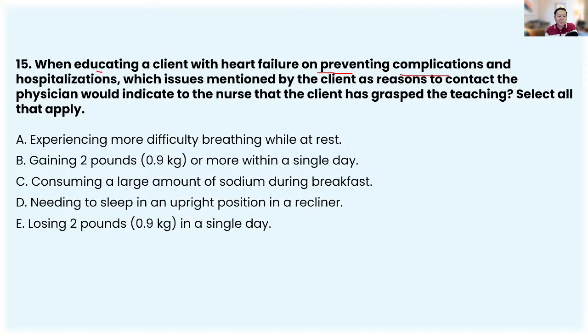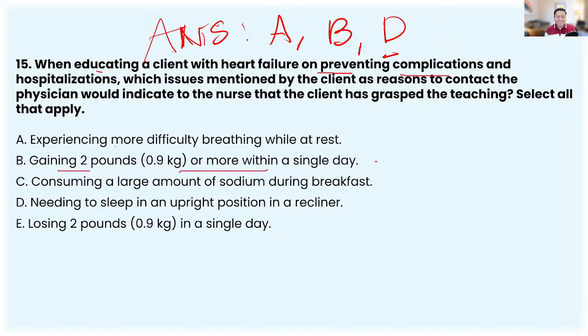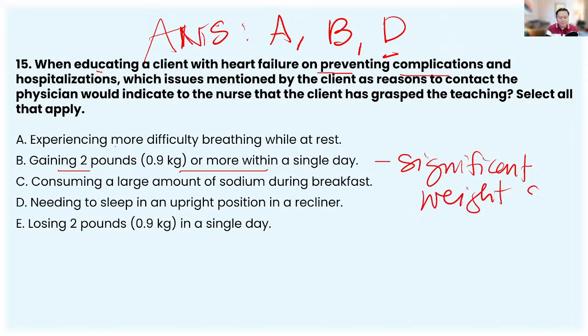Okay, so what about letter A? Experiencing more difficulty breathing while at rest. Yeah, that is one. So that's the one answer right there. This is going to be a SATA. So one of the answers is letter A, one is letter B, and another is letter D. Okay. Why letter B? Gaining 2 pounds or more within a day. This is significant. This is a significant weight gain. Within a day, that is a lot. Okay, so that is another correct answer.